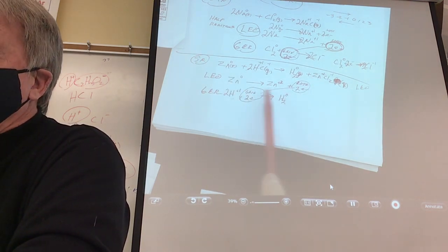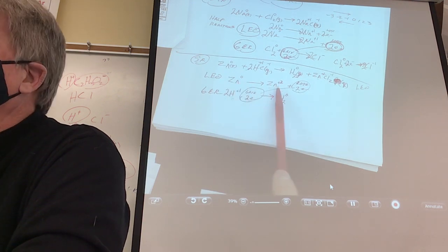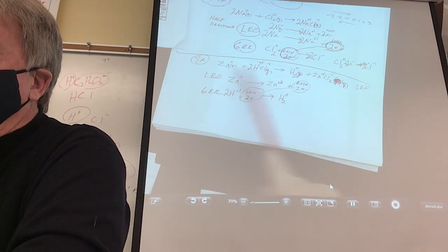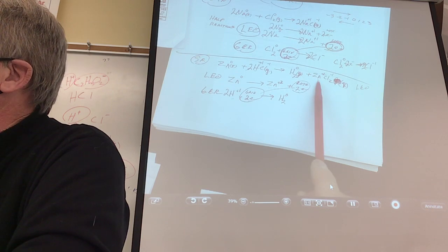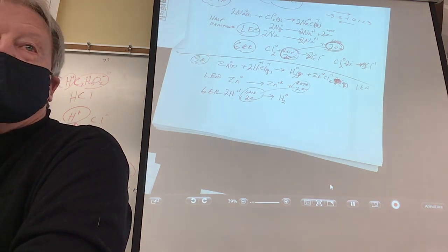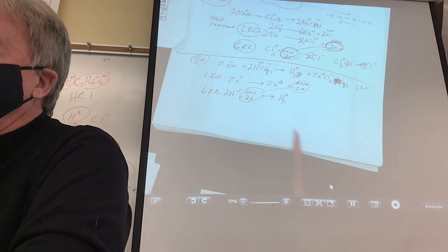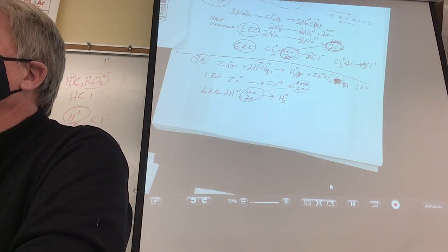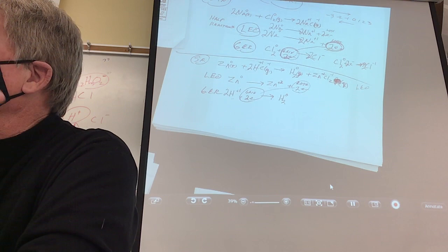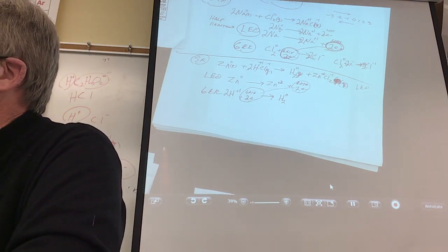How does zinc go from 0 all the way up to +2? I got rid of 2 of my electrons. That's how I did it. And by the way, when you do the LEO, put the electrons on the right. When you do the GER, put them on the left. Is that easy for you to remember?